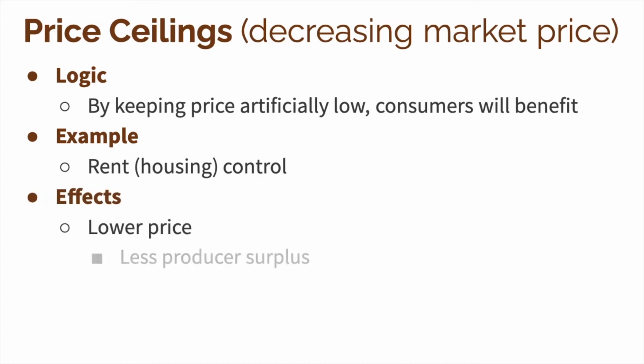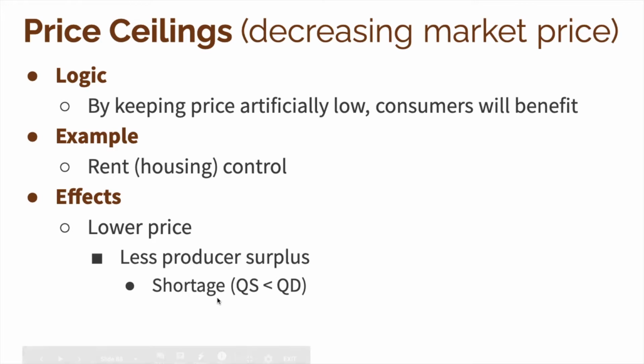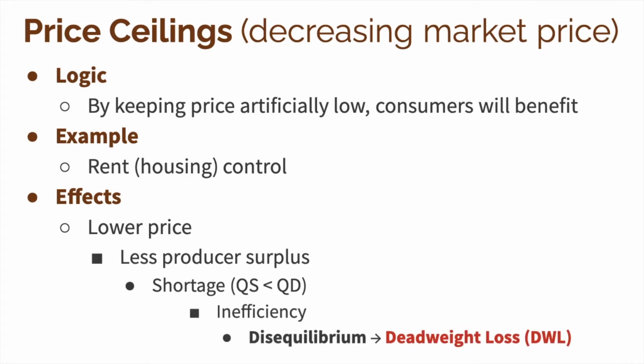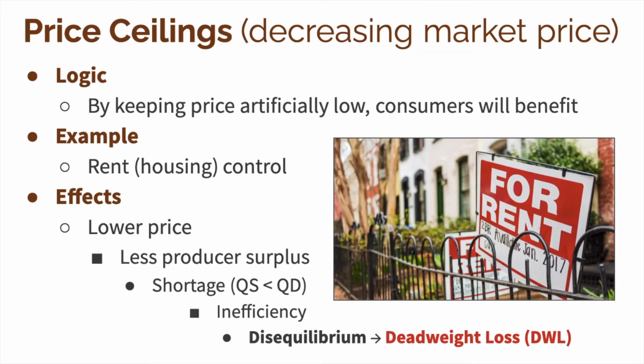But the effects are a lower price, less producer surplus, and because of that, a shortage. Some producers who aren't experiencing as much surplus as they were before, or have a willingness to accept that is too high, will leave the market. And some consumers who can now afford this good because of the lower price will now enter the market, and the result will be a shortage, a gap, creating inefficiency and thus disequilibrium. Along with that, deadweight loss.